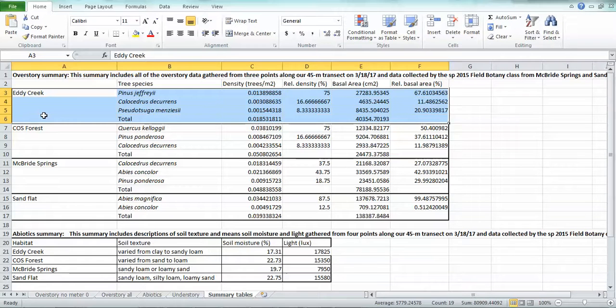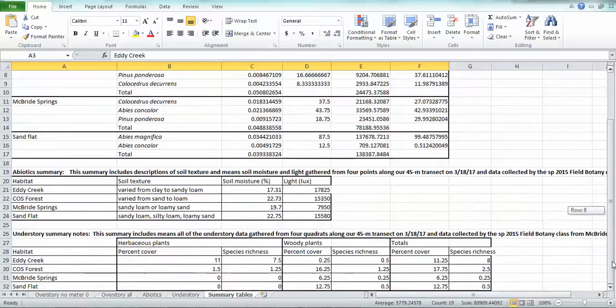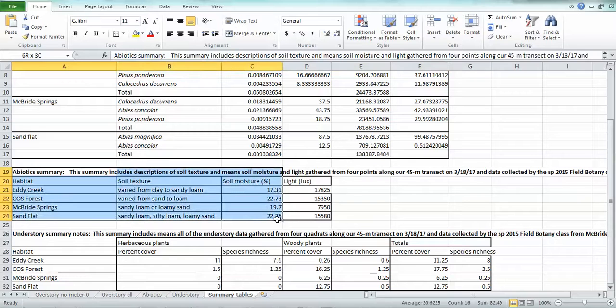The same is true for the COS Forest, McBride Springs, and Sand Flat overstory data. They're all presented in the same way. Now let's take a look at the abiotic summary data. So again, we have data for all 4 of those communities. You're not going to present all 4 of those communities in your report. Depending on what you focus on, you're going to present just 2 or 3 of them.